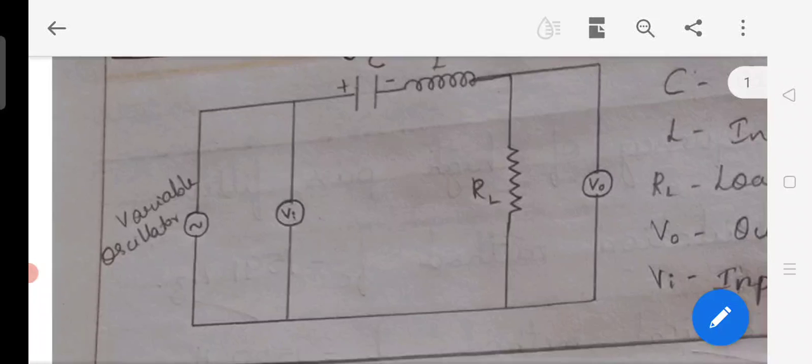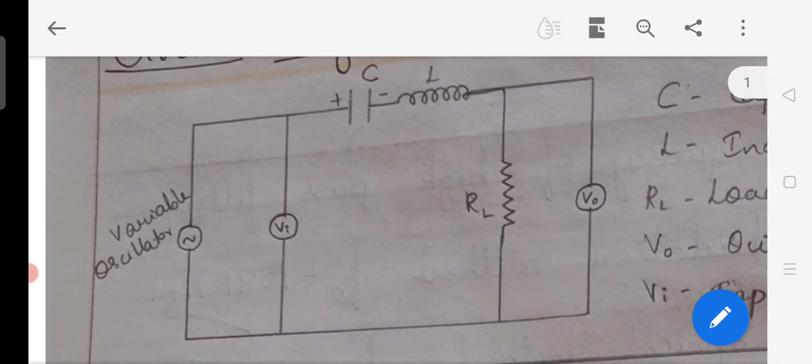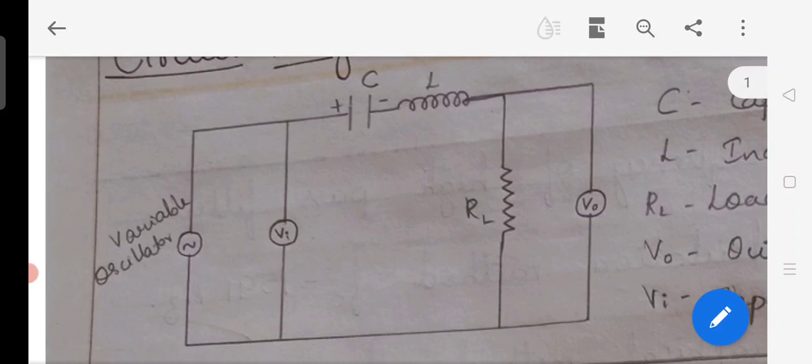A variable oscillator is going to be connected. Usually we say the oscillator has a positive and a negative end. So one end of the oscillator, which is generally the positive end, is connected to one end of the capacitor, and the other end of the capacitor is connected to the inductor.